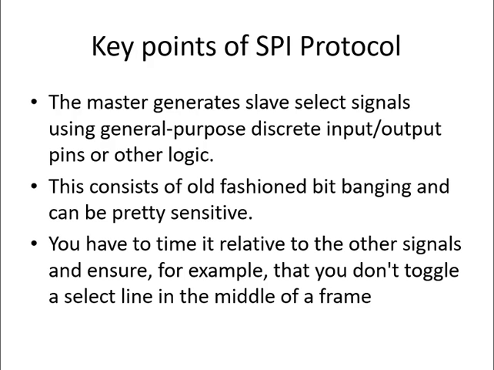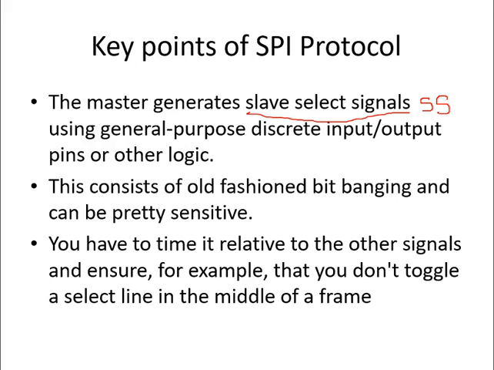Then we will see some key points about the SPI protocol. Okay, so the first one is that the master generates slave select signals. We have seen that this is SS: SS1, SS2, SS3. A number of slave select lines are present. These lines go on increasing as the number of slaves goes on increasing.